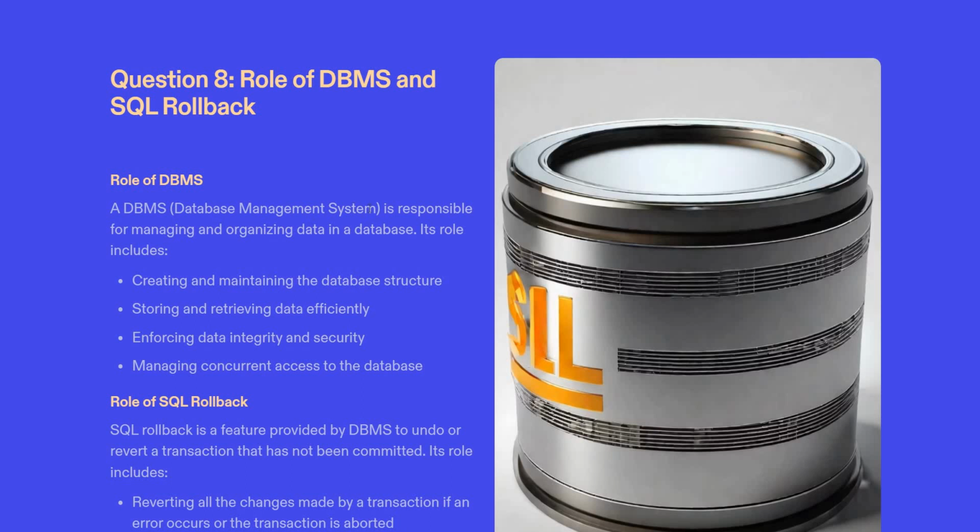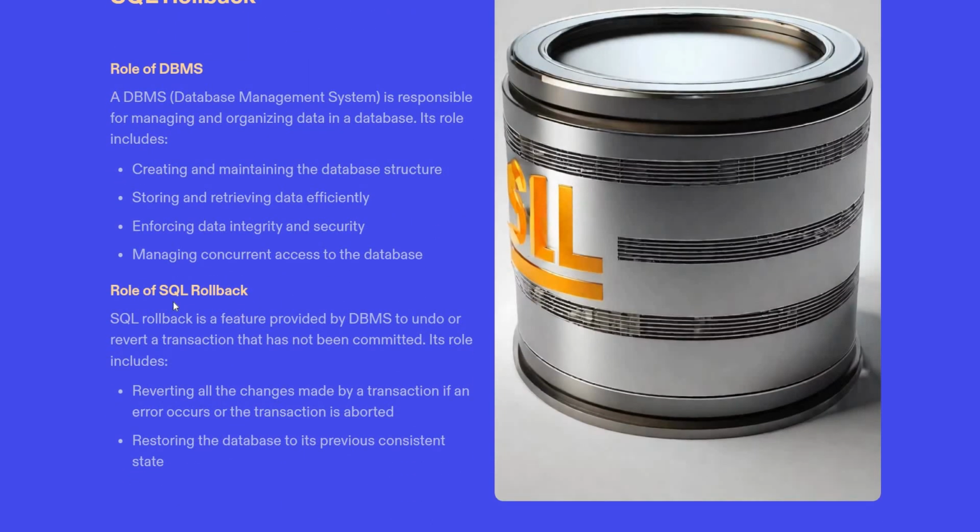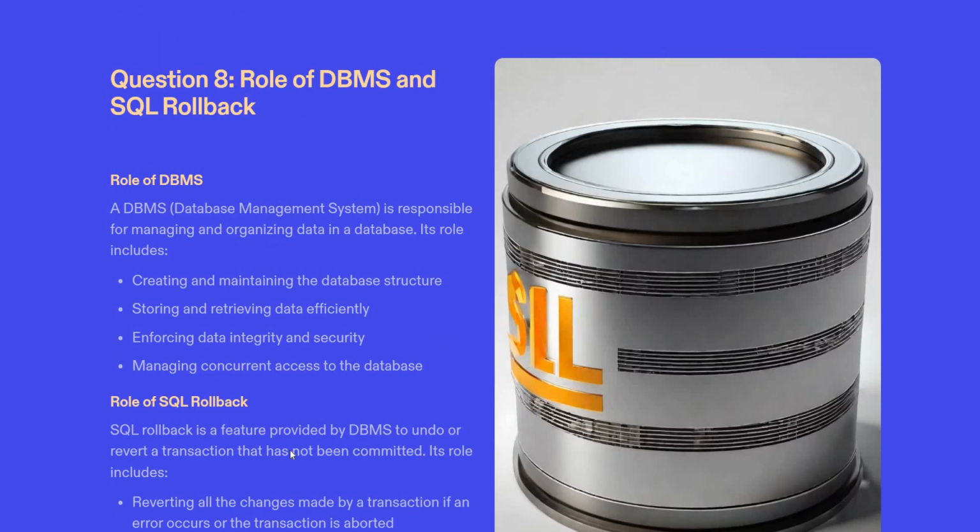Here you can see the role of DBMS. It is responsible for managing and organizing data in a database. Its role includes creating and maintaining database structure, storing and retrieving data efficiently, enforcing data integrity and security, and managing concurrent access to the database. You can answer simply like that. Coming to rollback, SQL rollback is a feature provided by DBMS to undo or revert a transaction. This includes reverting all the changes made by the transaction if an error occurs or the transaction is aborted, restoring the database to its previous consistent state. So simple, that's the thing.